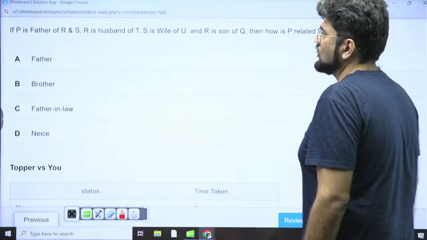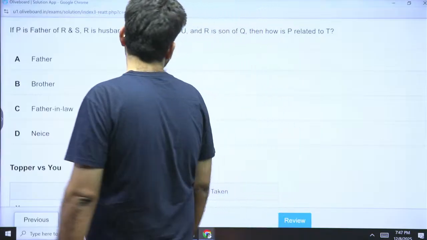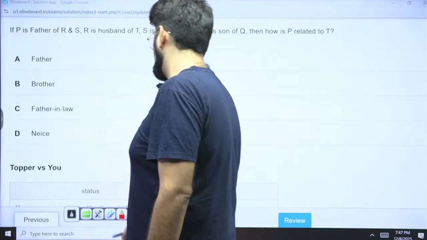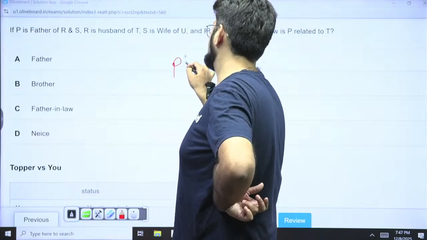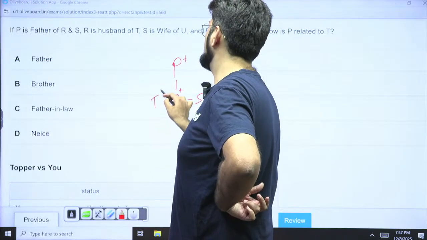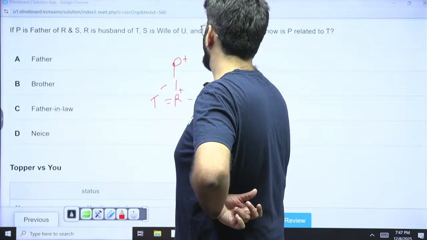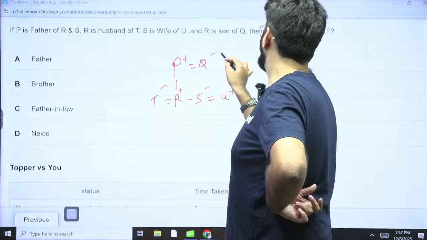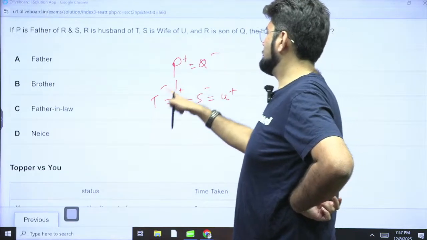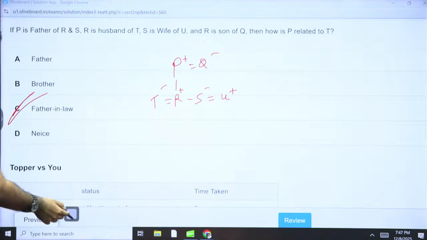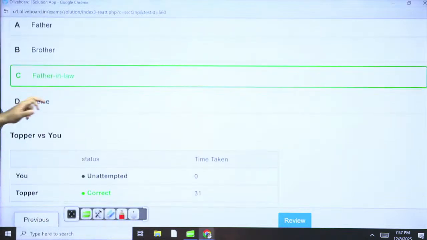If P is father of R and S, R is husband of T, how is P related to T? Okay, we'll have to plot this. Let's quickly do it. P is the father of R and S. R is the husband of T. S is the wife of U. And R is the son of Q. How is P related to T? P is the father-in-law of T. Option C. Okay. Done.